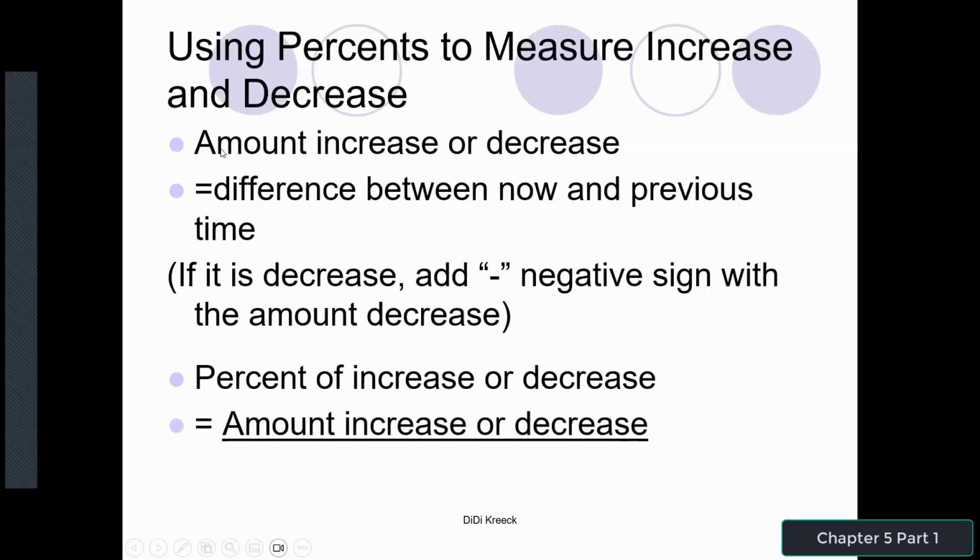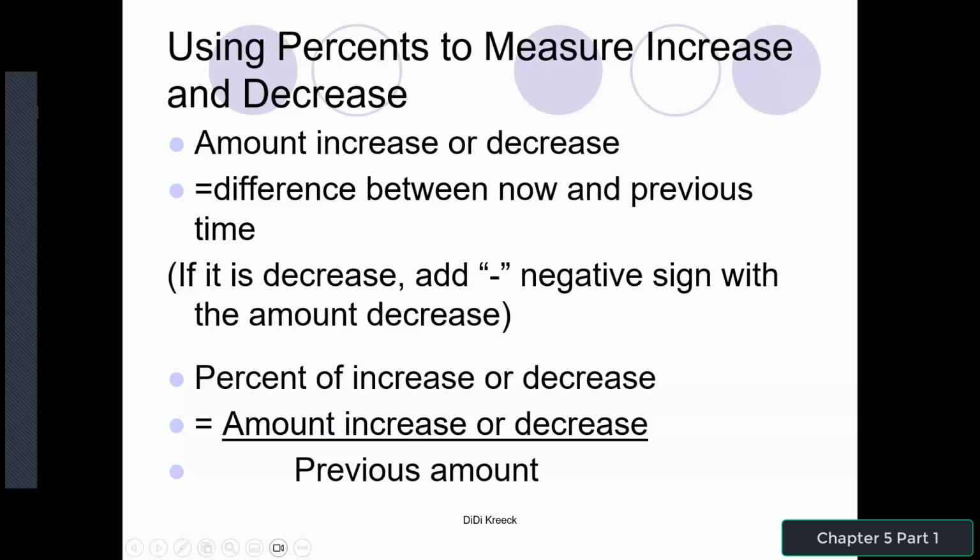So the amount of change, whether it is an amount increase or amount decrease, we calculate using the sales amount now minus the sales amount from the previous year. Then we can calculate the percent decrease or percent increase. To calculate percent increase or decrease, we simply divide the amount increase or decrease over the previous amount. So when we are comparing sales increase and decrease, we are always comparing the sales now to the previous time. So the previous amount will be our base.